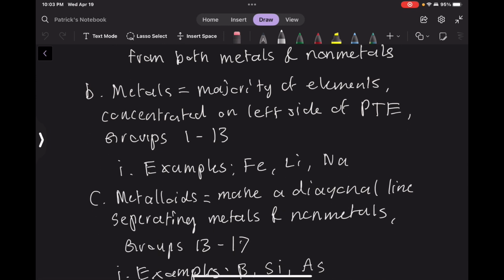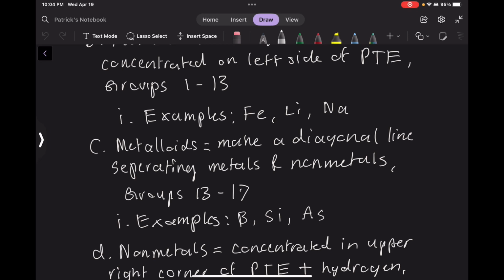Metals constitute the majority of known elements, and they are mostly concentrated in groups 1 to 13 on the left side of the periodic table. A few elements of metals are iron, lithium, and elements that most people may not think of as being metals, such as sodium.